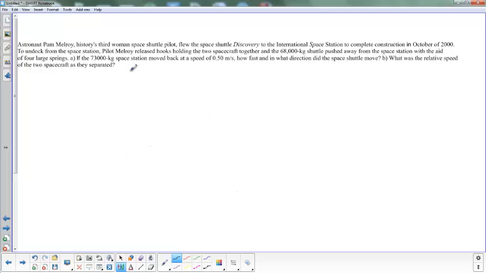Astronaut Pam Melroy, history's third woman space shuttle pilot, flew the space shuttle Discovery to the International Space Station to complete construction in October 2000.